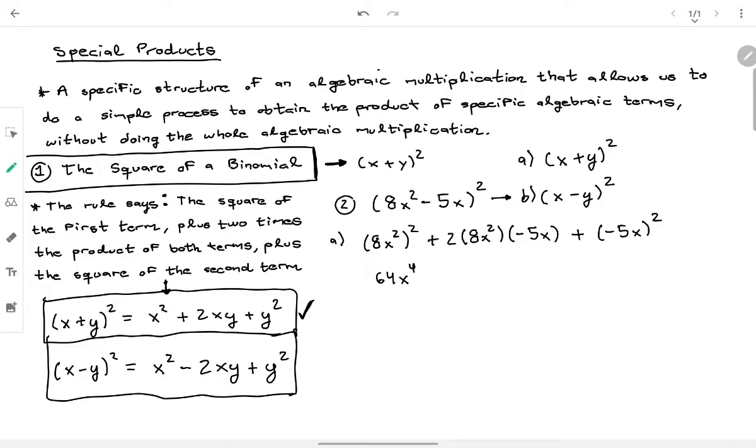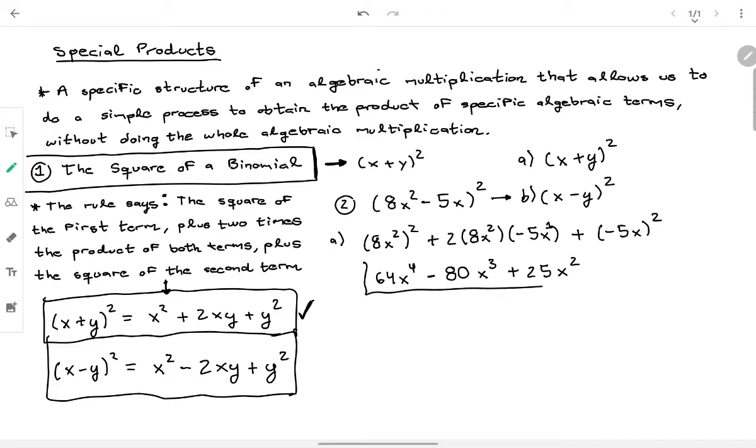The next one is going to be 2 times 8 times minus 5. 8 times 5 is 40, times 2 is 80. So it will be minus 80. We have x squared and x to the 1. So it will be x cubed. Then the second one squared is going to be minus, squared is going to be plus. So we will get 25 x squared.